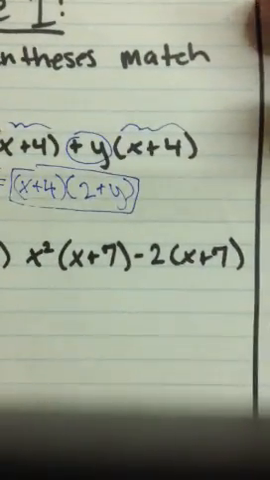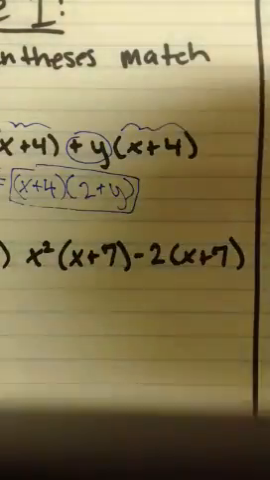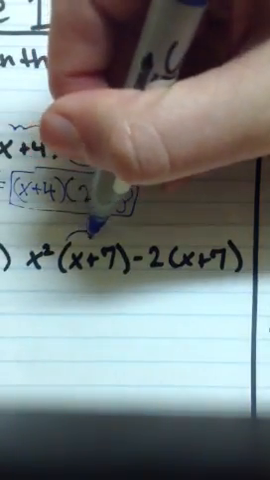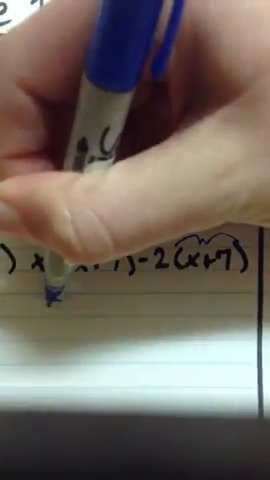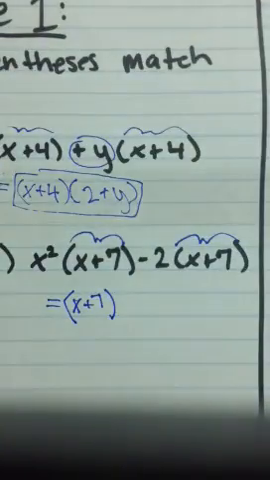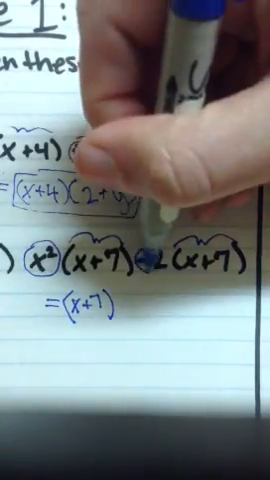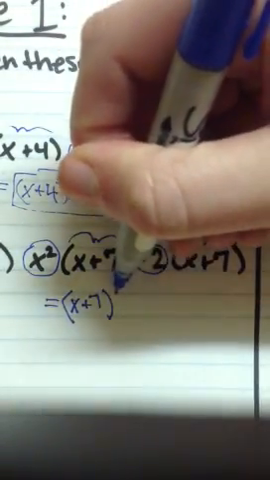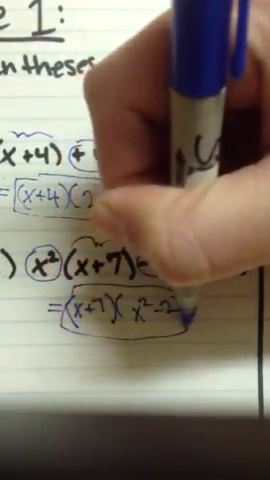For my second example, I have x squared times x plus 7 minus 2 times x plus 7. Again, I'm looking for the parentheses that are the same so I can factor it out. What's the same is I have an x plus 7, and I also have another x plus 7, so that means I can factor out my x plus 7. My second set of parentheses comes from what's left over. What I have left over is an x squared and a minus 2. So x squared minus 2 is going to go in my second set of parentheses.